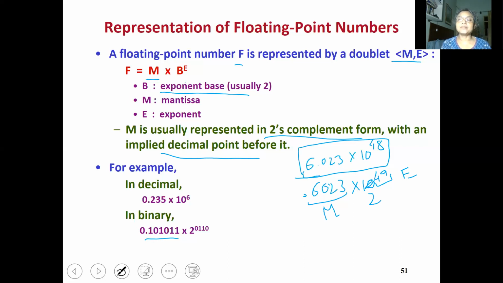So out of the number of bits available for representing the floating point number, we use a certain number of bits for storing the mantissa and a certain number of bits for storing the exponent. These are examples of this notation: decimal 0.235 into 10 to the power 6. The mantissa is 0.235, the exponent is 6. In binary, this is an example where the mantissa is 0.101011 and the exponent is 0110 and the base here is 2.